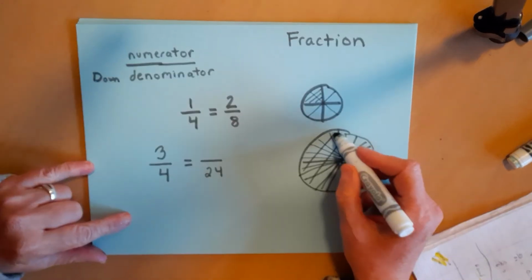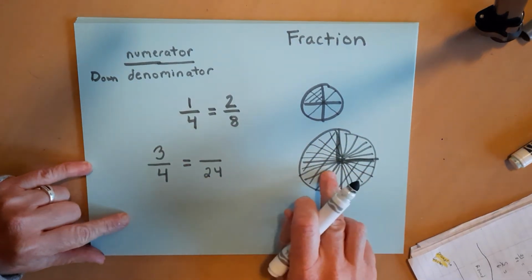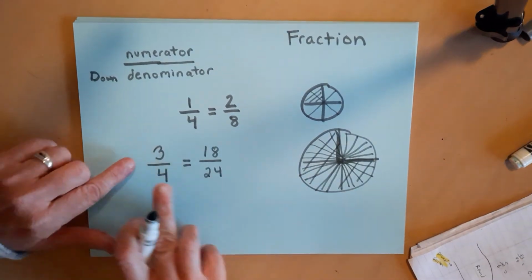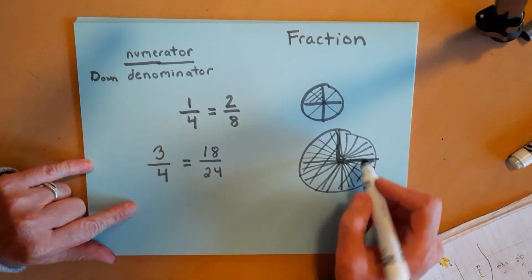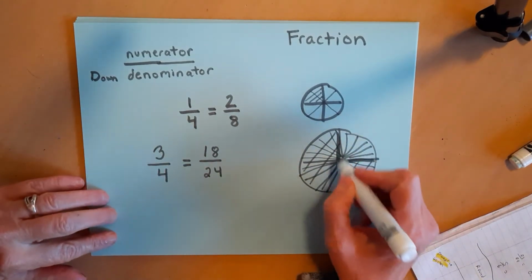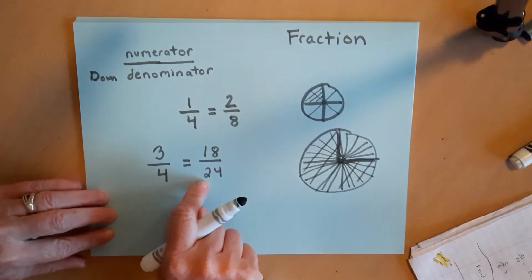So if we did that, and you figured out how much of this 3/4 was actually 24ths, you would find out that there would be 18 of them. So 3/4 would be equal to 18/24. But it would be very tiring, and you wouldn't be able to be very exact if you had to draw a picture and divide it up. So there's a better way to find equivalent fractions.